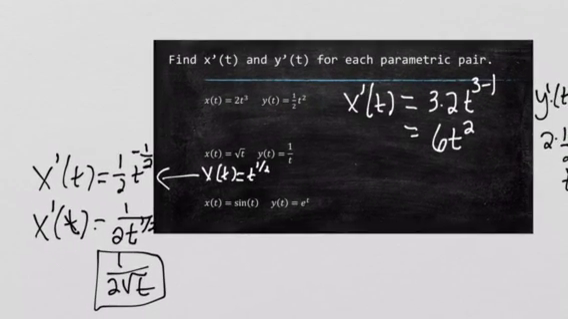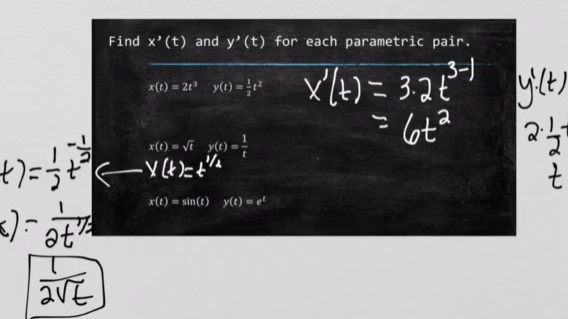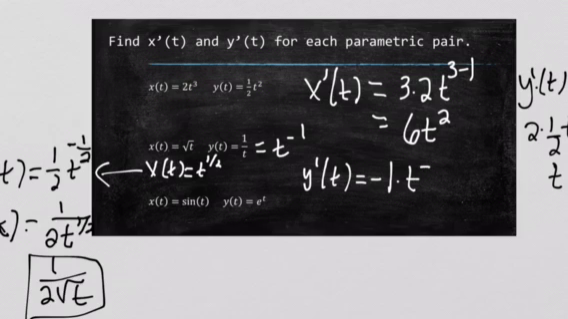So then y prime t is going to be similarly more difficult than the first example we did. We have to rewrite 1 over t as t to the negative 1. So now when we do our y prime t, it's going to be negative 1 times t to the negative 2, which we should then write as negative 1 over t squared. So that's our y prime t.